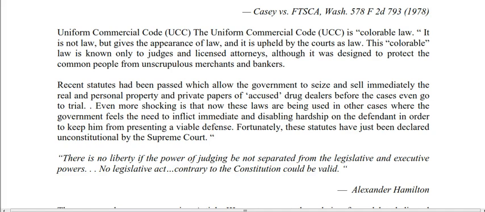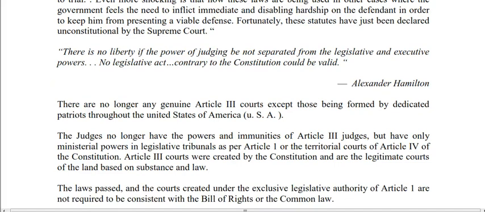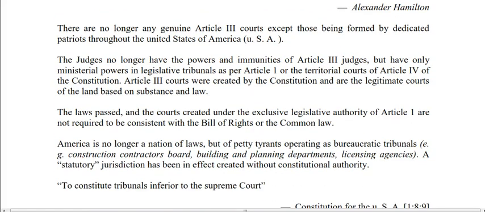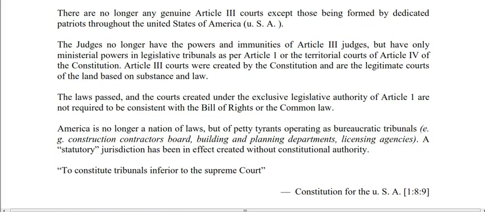There is no liberty if the power of judging be not separated from the legislative and executive powers. No legislative act contrary to the Constitution could be valid. Alexander Hamilton. There are no longer any genuine Article III courts except those being formed by dedicated patriots throughout the U.S. The judges no longer have the powers and immunities of Article III judges, but have only ministerial powers in legislative tribunals as per Article I, or the territorial courts of Article IV.